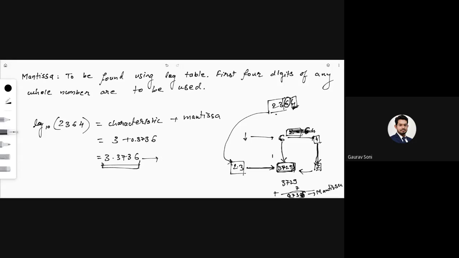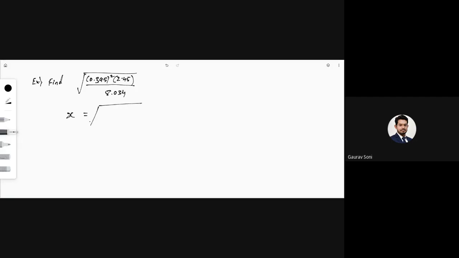So this is how you find the log. And how is this useful now? Say, for example, find the square root of 0.395 whole square times 2.45 upon 8.034. If I want to find this number, I'll call it x. So x is equal to the square root of 0.395 whole square into 2.45 upon 8.034.